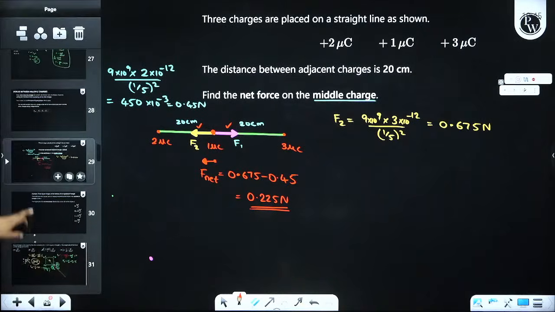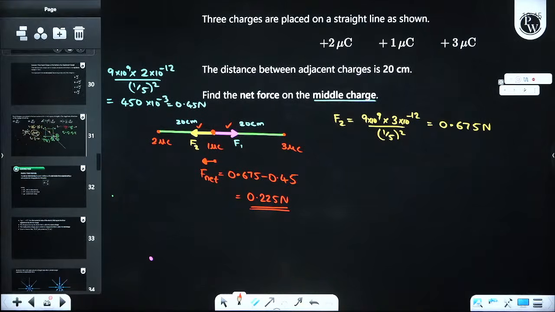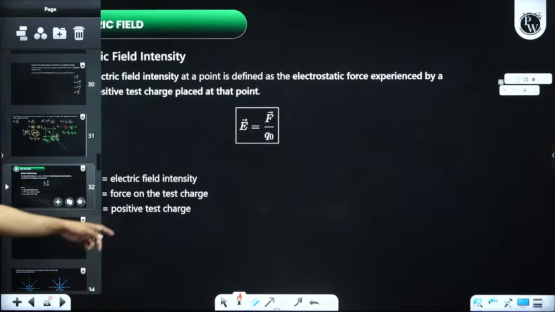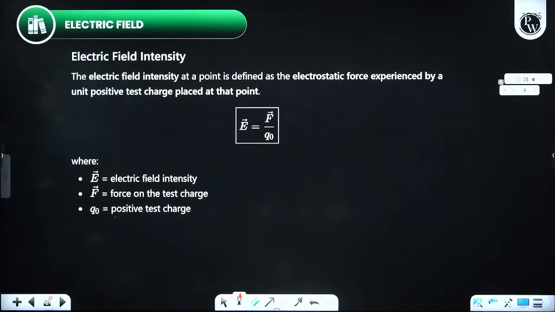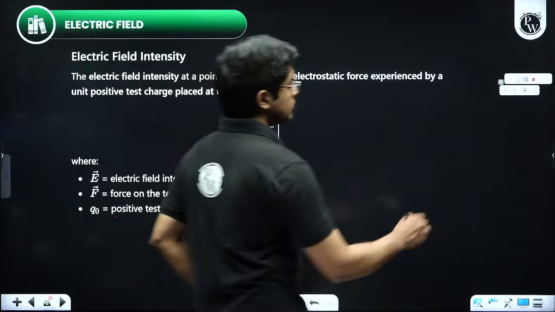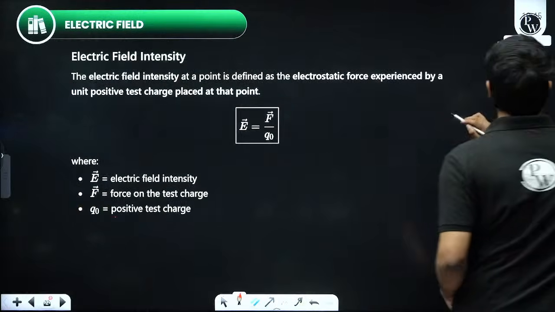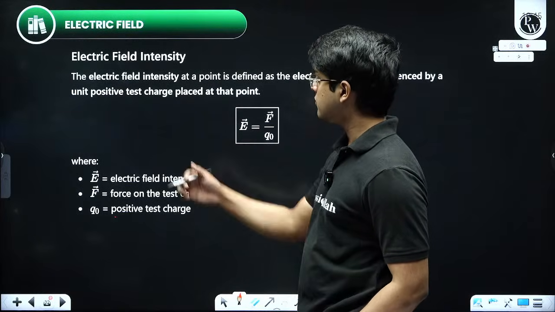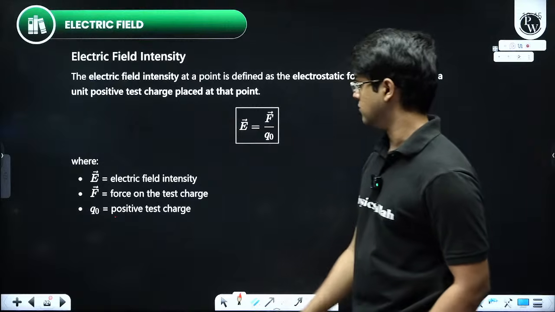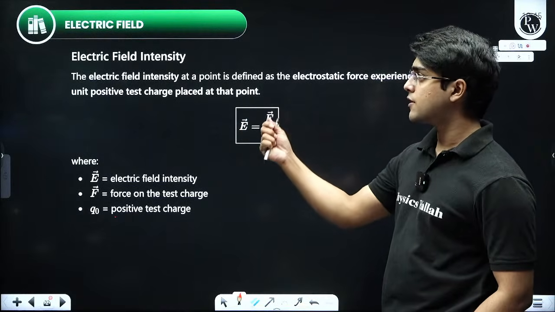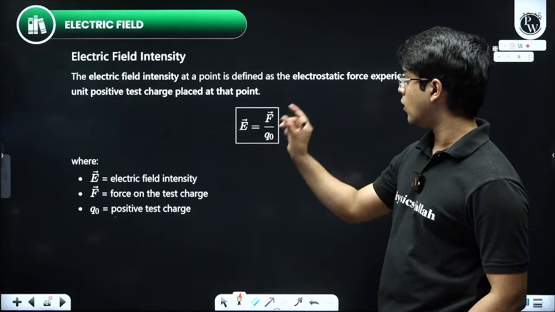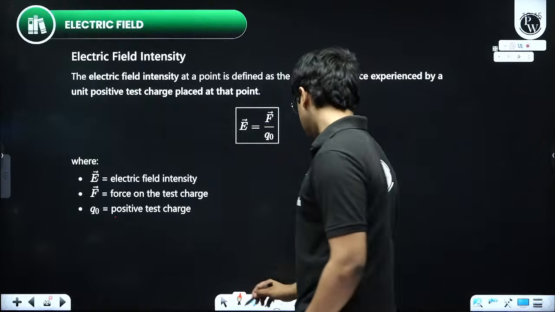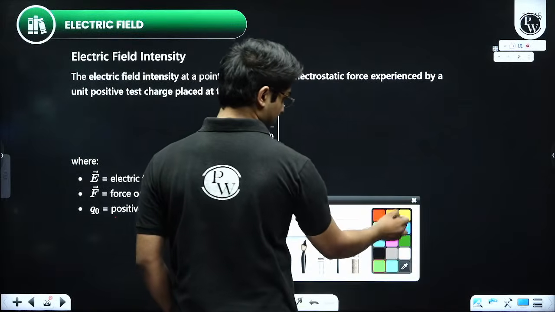Okay, so now we will start with electric field. Electric field is just, you can say, an extended idea from the electric force itself. Electric field, you can say, is a different way to look at how charges exert force on each other or interact with each other.